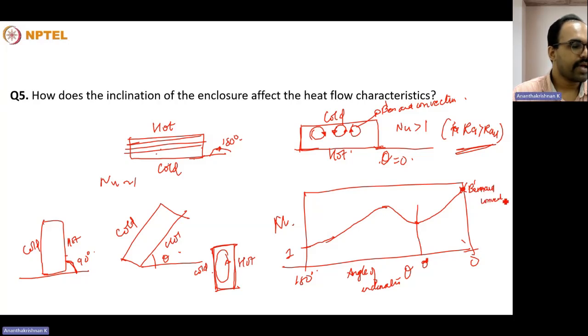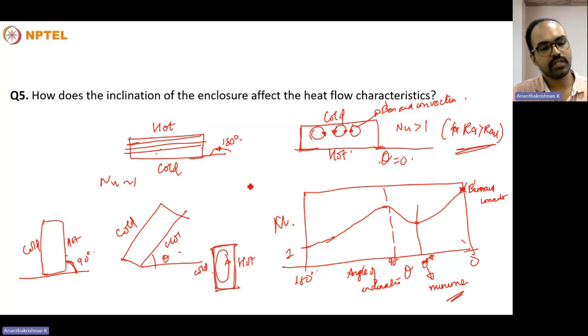If it was not there, the maximum would have been at theta equal to 90 degrees, when the vertical walls will be parallel to each other. Both the sides of the walls of the enclosure will be parallel to each other. So this is how the inclination of an enclosure affects the flow characteristic for the Nusselt number in the case of natural convection.